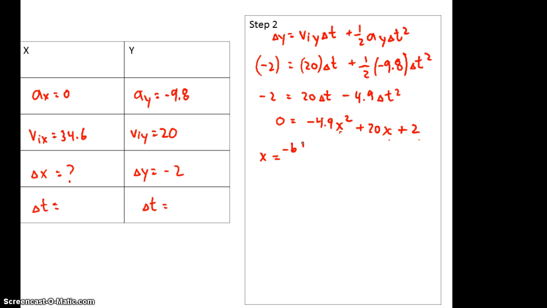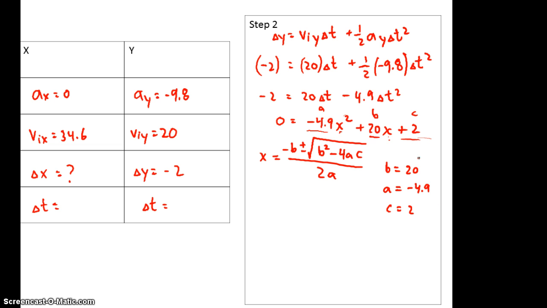So what we can do is use the quadratic formula. x is equal to negative b plus or minus the square root of b squared minus 4ac, all over 2a. If we ever want to find the values of x, we can use the quadratic formula if we see that it's got an x squared, x, and some number. So I'll write down my values of each. b is 20. a is negative 4.9. And c is 2. So now what's left is to sub in our values in this equation.